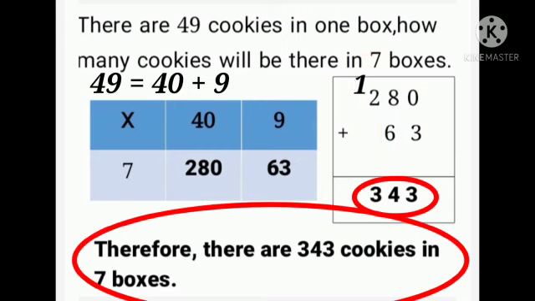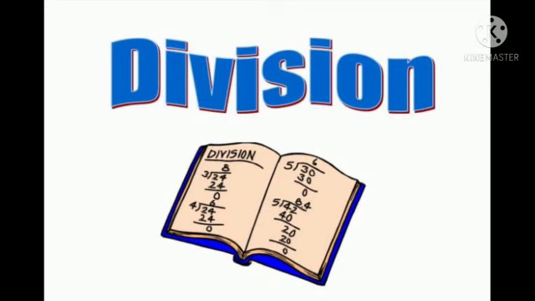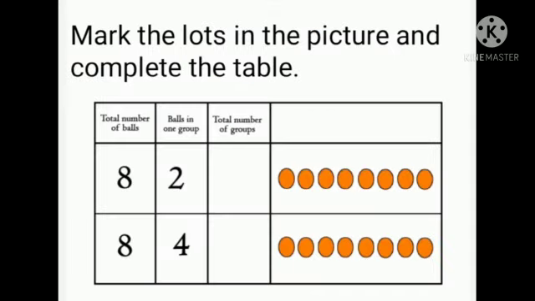Therefore, there are 343 cookies in 7 boxes. Now let's go for division sums. Let us start. Mark the lots in the picture and complete the table.